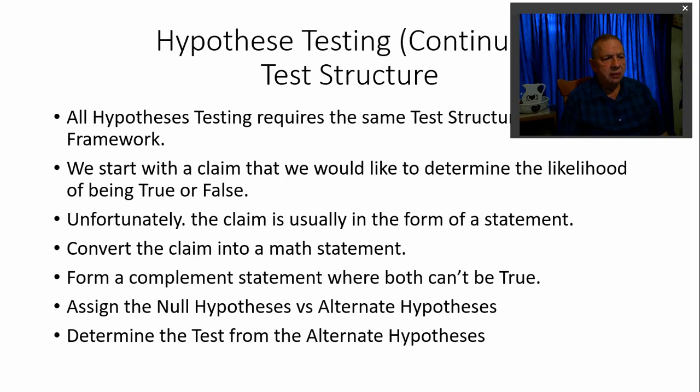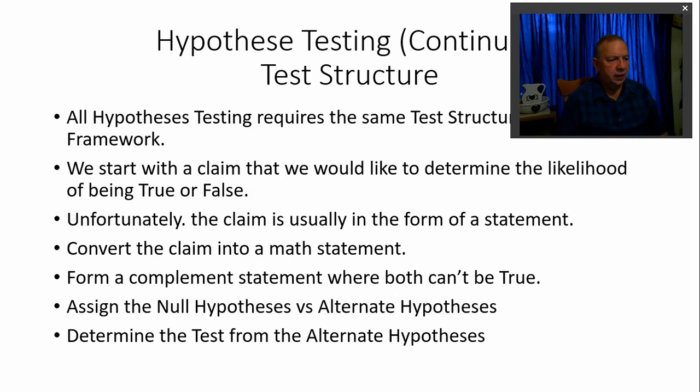Unfortunately, this claim is usually in the form of just a statement. I think the mean is greater than 27 miles per gallon. So I have to, first off, convert that claim into a math statement. I get the math statement, and then I form a second one. I start with that claim, and then I form a complement of the other piece of it. So if it was less than, then I would need to have greater than or equal to. If it was equal to, I need a not equal to. I want to form these complement statements where both can't be true at the same time. I can't be less than a number and greater than a number at the same time.